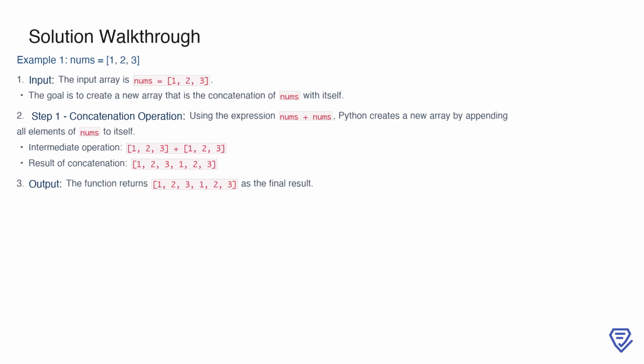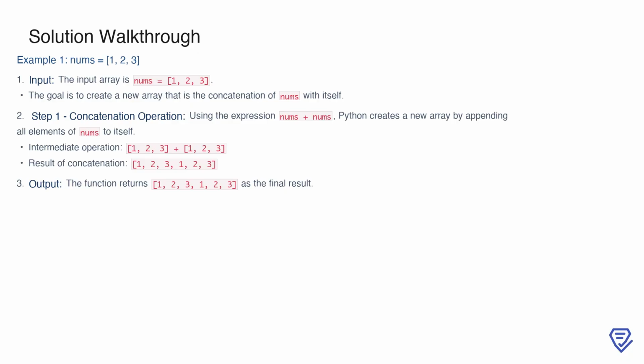To start, let's look at the example where the input array is nums equals 1, 2, 3. Our goal here is to create a new array that is the concatenation of nums with itself. This means we want to repeat the elements of nums in the same order twice. To achieve this, we use the expression nums + nums in Python. What this does is take all the elements of the original array nums and append them to the end of the same array.